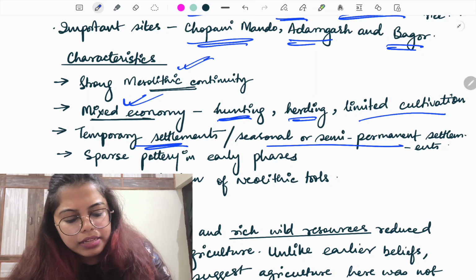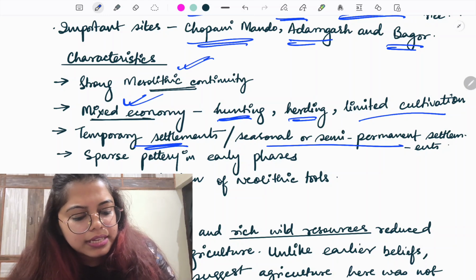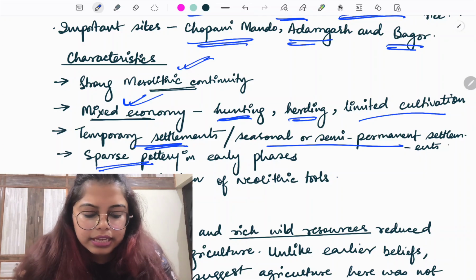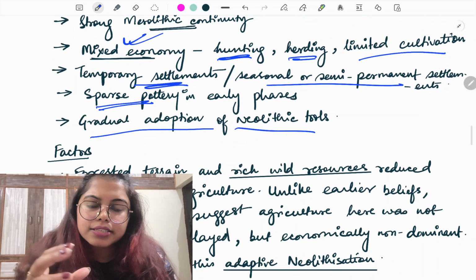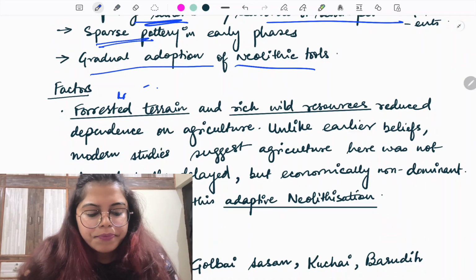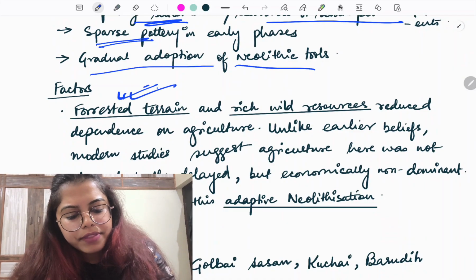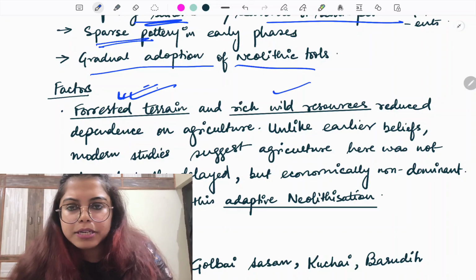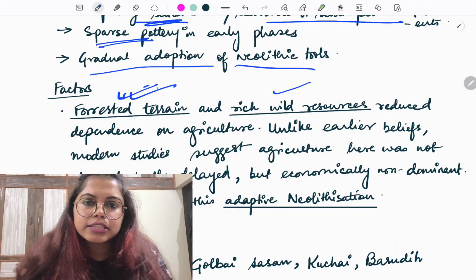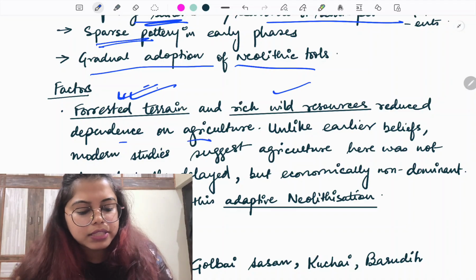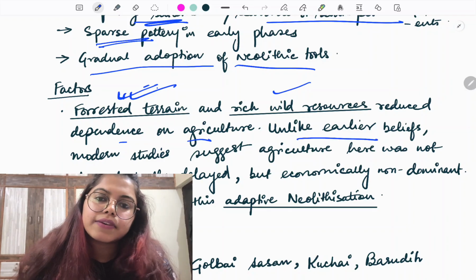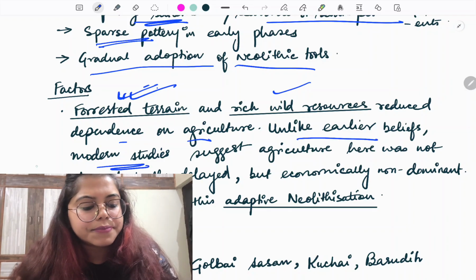Okay, next is there were temporary settlements, seasonal or semi-permanent settlements, again because Mesolithic tendencies had continued, sparse pottery, that is very less pottery, and gradual adoption of Neolithic tools. Reason being forested terrain, so it was very difficult to build permanent houses as such. Then is rich availability of wild resources, hunting gathering mein they also had to move from one place to another. There was less dependence on agriculture, again because so many resources were readily available, natural resources.